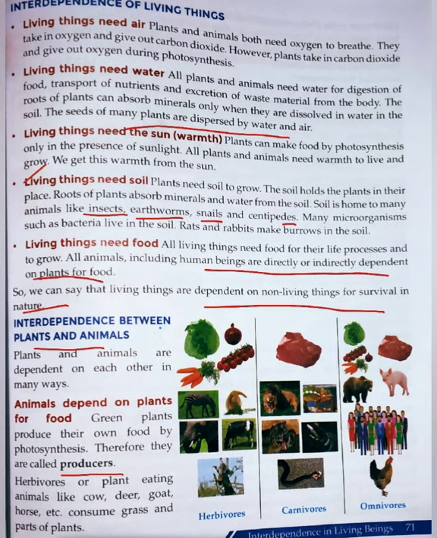So as plants prepare their own food, other animals, we call them herbivores, meaning the animals who depend on plants only for food, eat different types of plants. So those animals are cow, deer, goat, horse, etc. So they do what? They consume grass and other parts of plants.